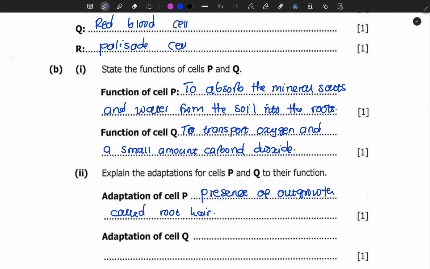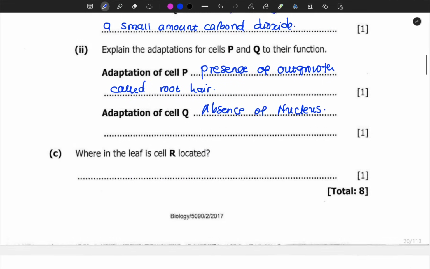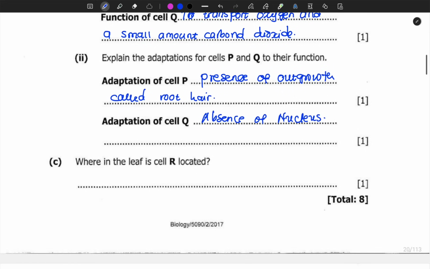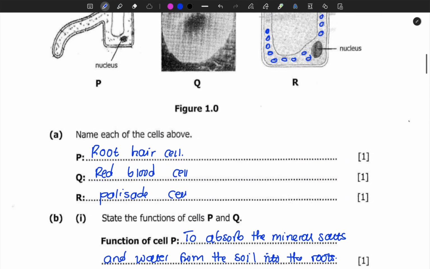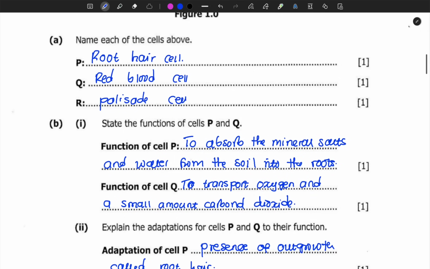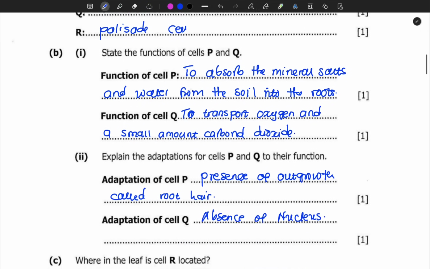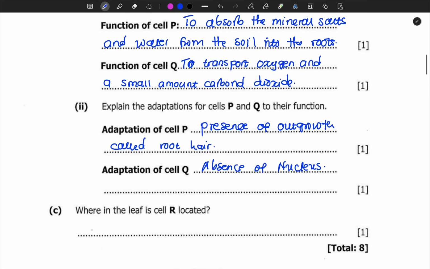Then adaptation of cell Q, absence of nucleus. Remember, so that more room is created. Then we look at question C. Where in the leaf is cell R located? So cell R, we say it is a palisade. So the layer of a leaf where this cell is located, we can say palisade mesophyll layer.